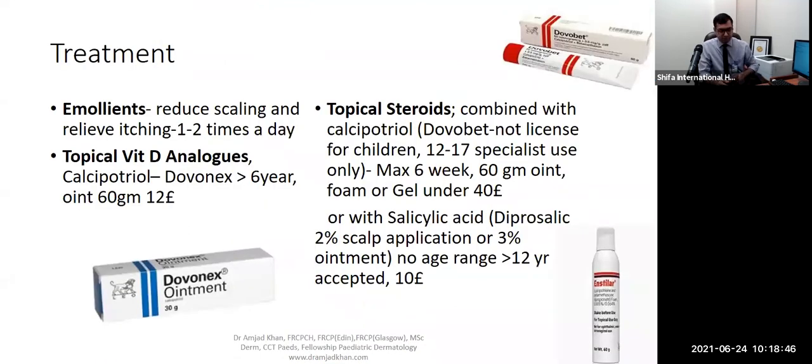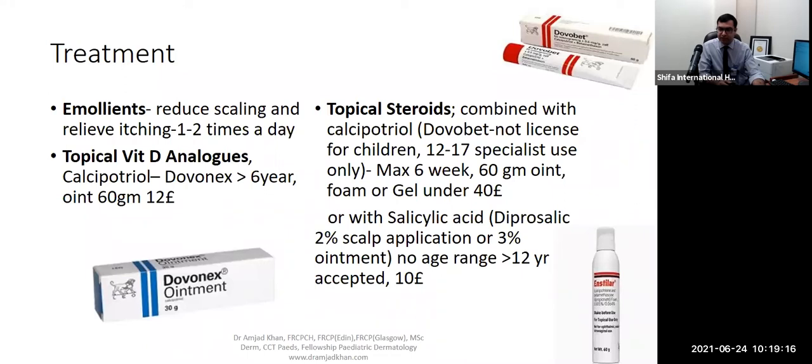Now, treatment options. Emollients, moisturizers. That's because of reduction in scaling, relieves itching. So use something with a mild urea. You can use lactic acid or salicylic acid based products, but be careful in young children. And then vitamin D analogs. Although the international name is Dovonex, we have Devinex, I think, which is available here, calcipotriol. Then topical steroids, Dovobet or Devibet here.